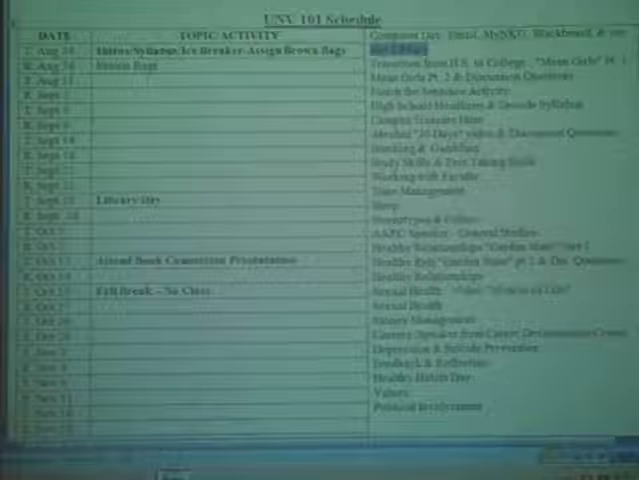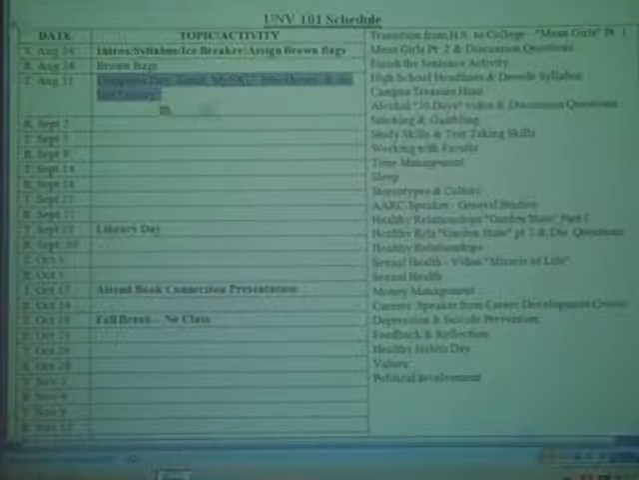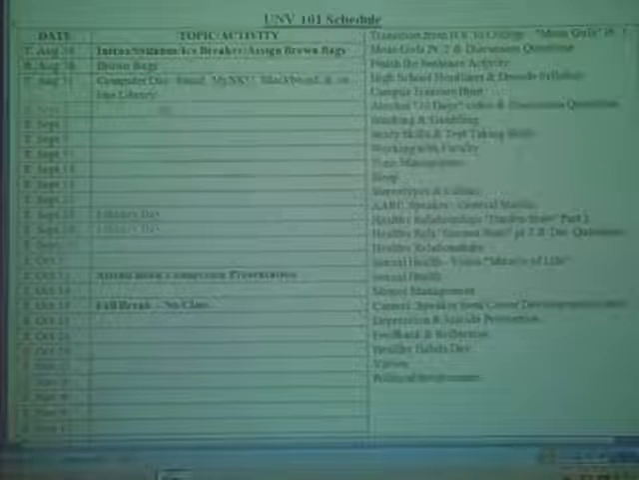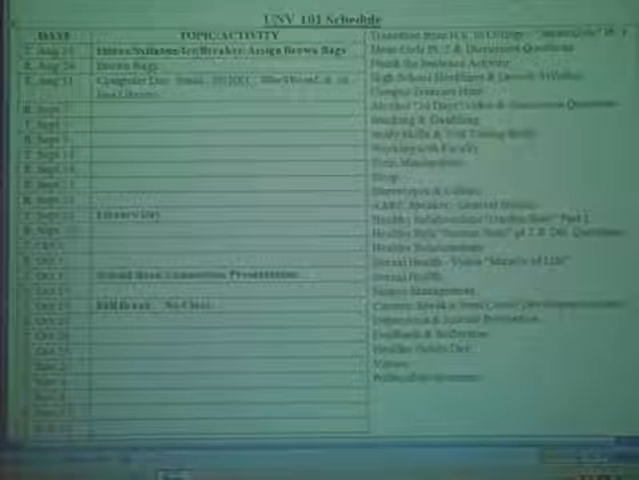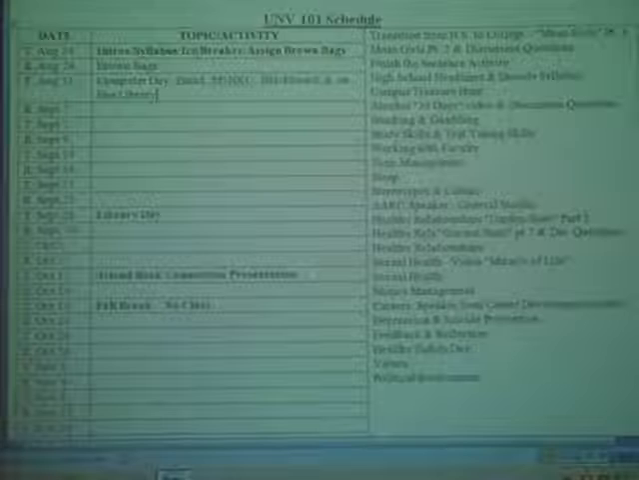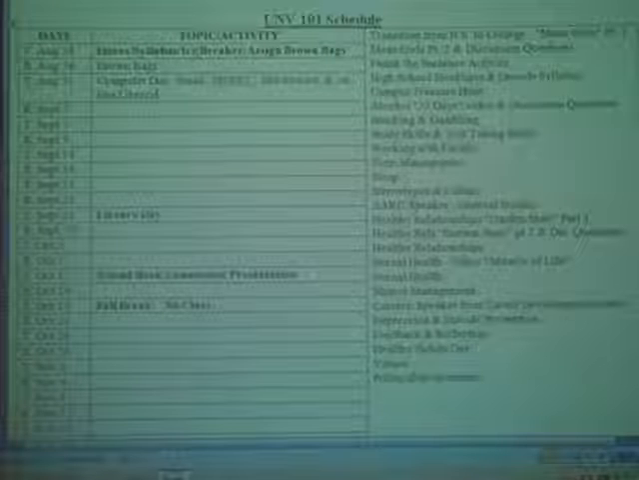I like to do computer day very early, so I'm going to put that on the second day, and if I'm going to have to meet at a different location, like a computer lab, I'll start telling the students about that on the 24th and the 26th to let them know that they're going to have to meet there.